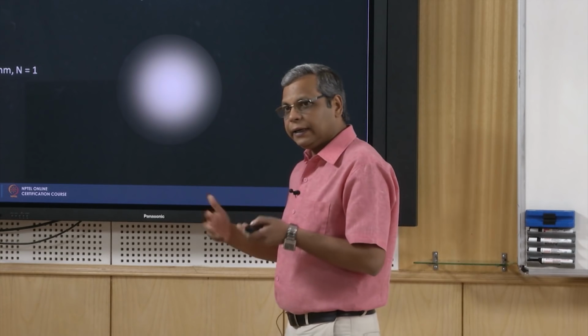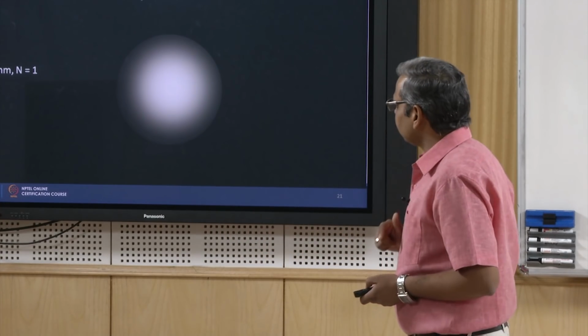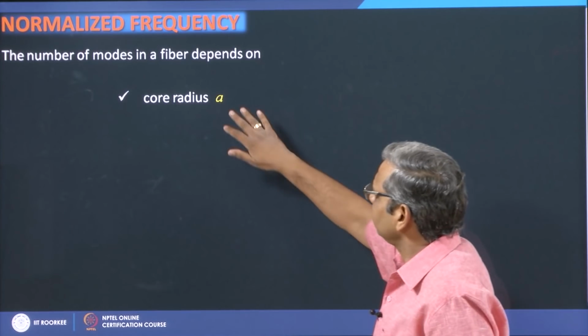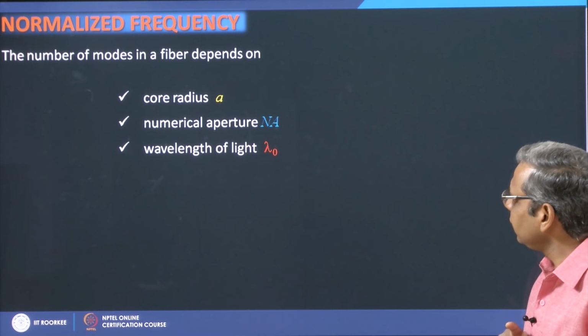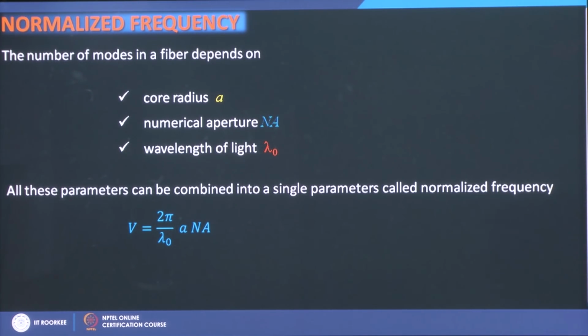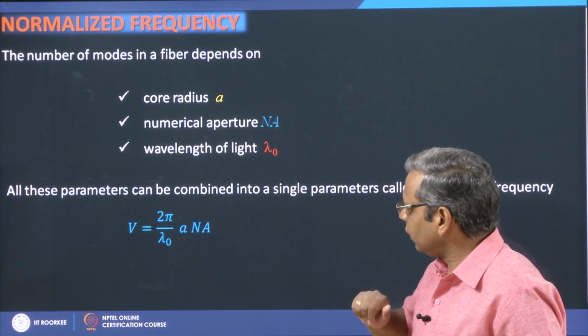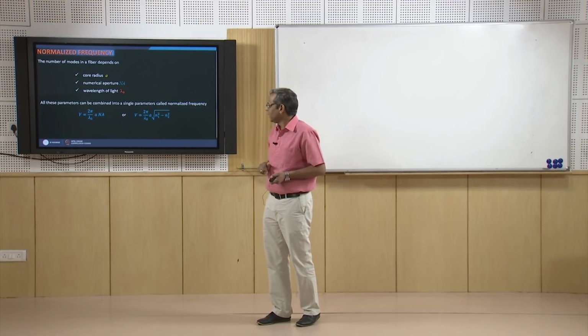How can I integrate all these observations? What I see is that the number of modes depends upon core radius, numerical aperture, and wavelength, and I can integrate all these parameters into a single parameter, which is known as normalized frequency, because it goes as 1 over lambda, which is defined as V is equal to 2 pi over lambda naught times A times numerical aperture, and since numerical aperture is defined as square root of n1 square minus n2 square, so V is defined as 2 pi over lambda naught times A times square root of n1 square minus n2 square.